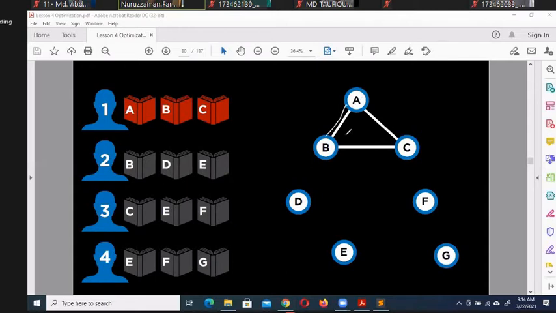It's actually not like that. It means that A and B can't have an exam on the same day. That means course A and course B can't have an exam on the same day.